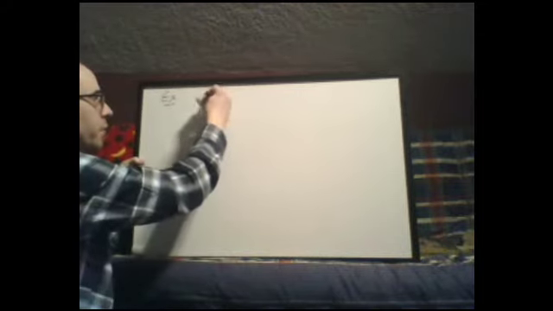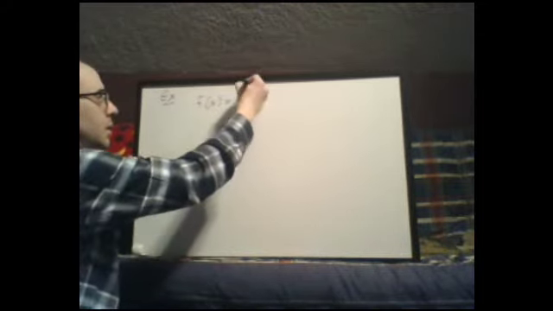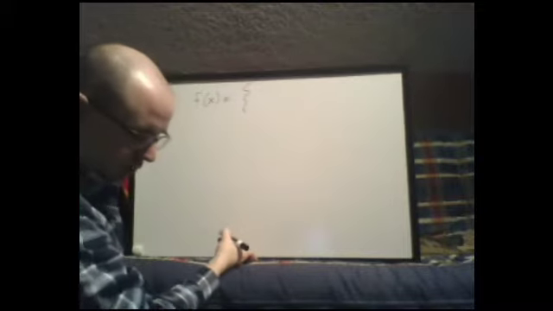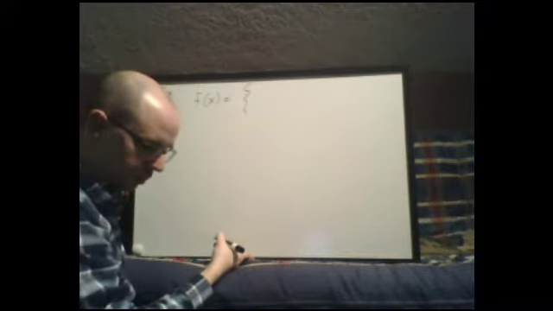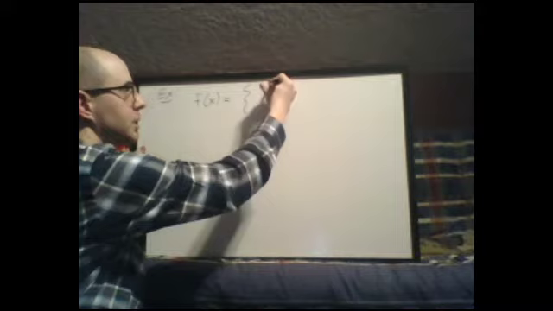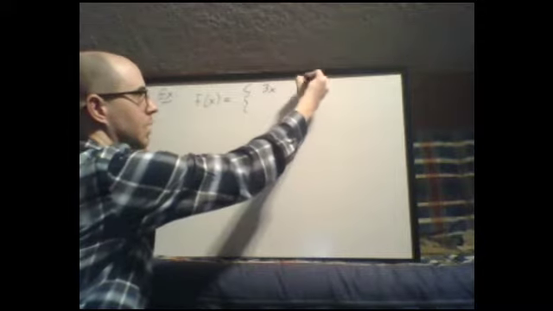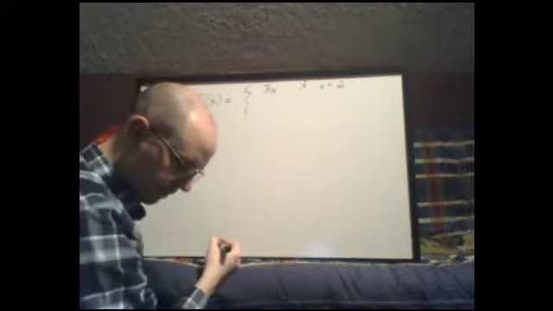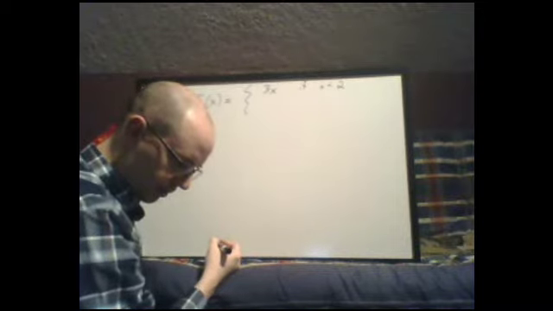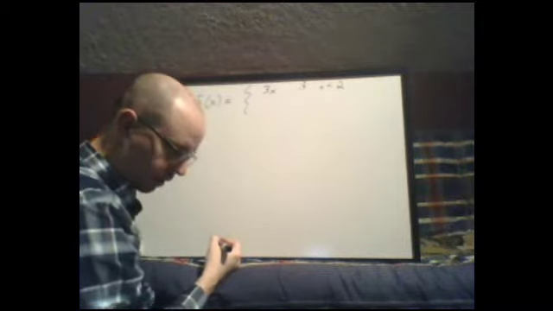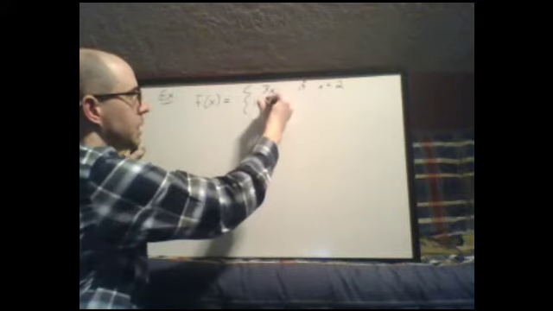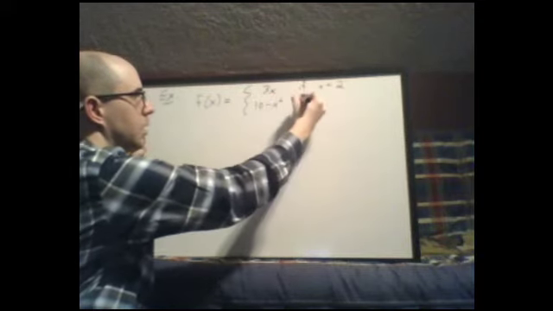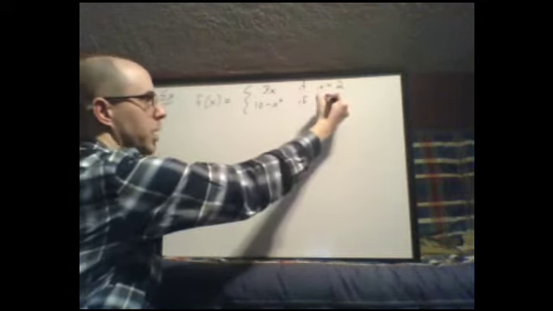So suppose f of x is the piecewise function. It equals 3x if x is less than 2, and it equals 10 minus x squared if x is greater than or equal to 2.